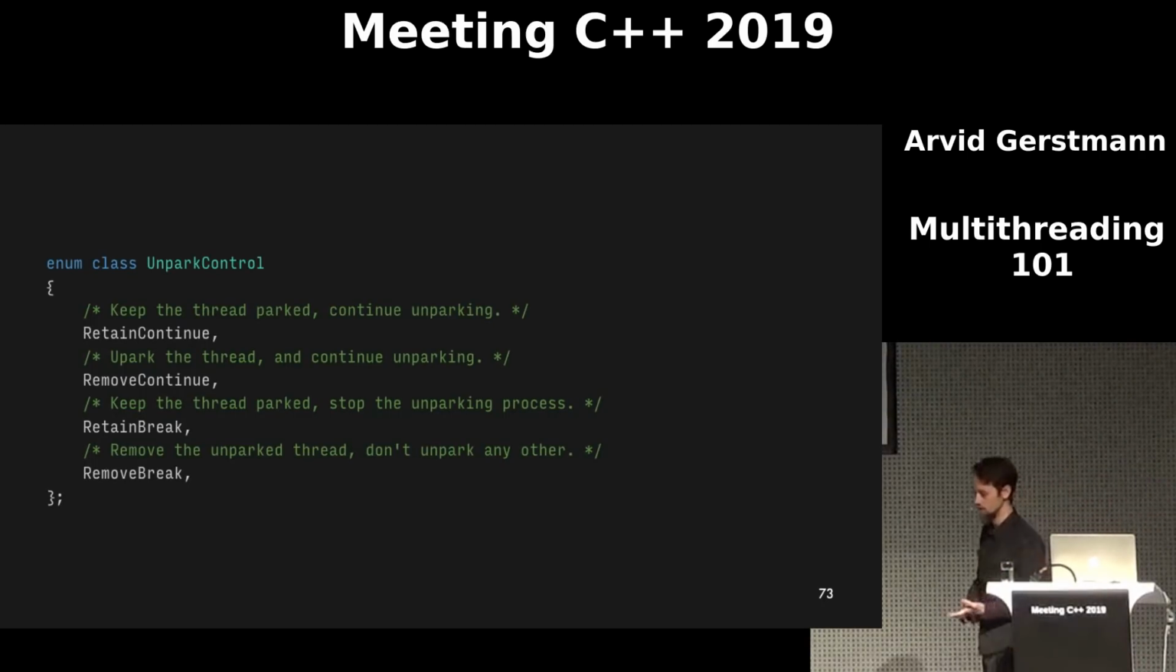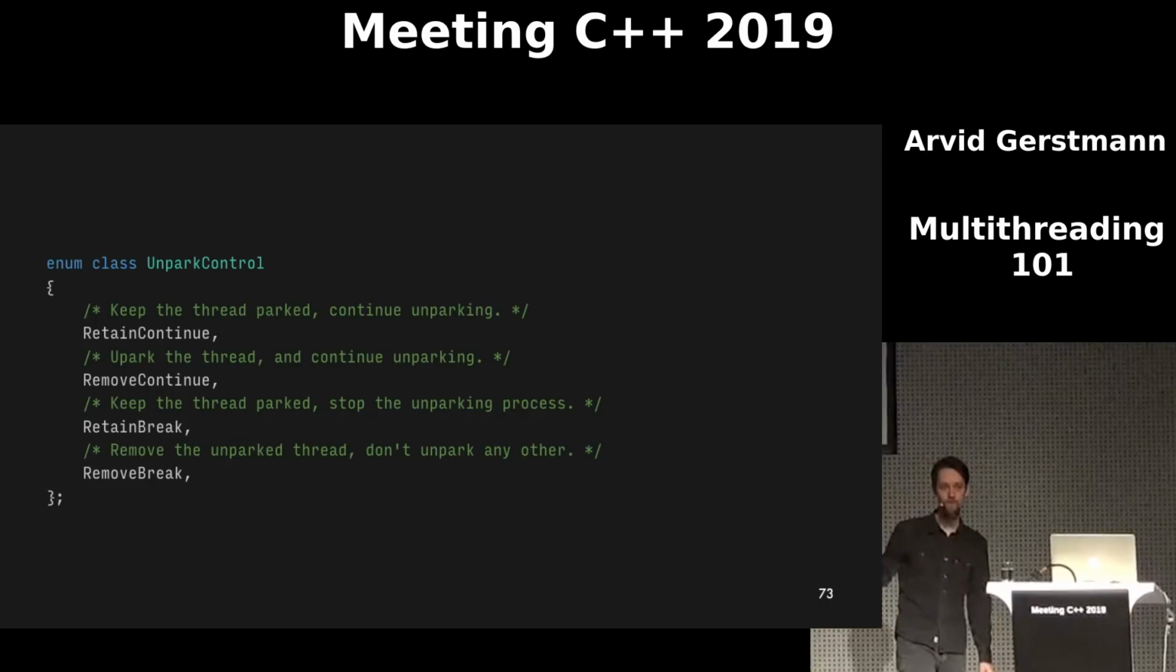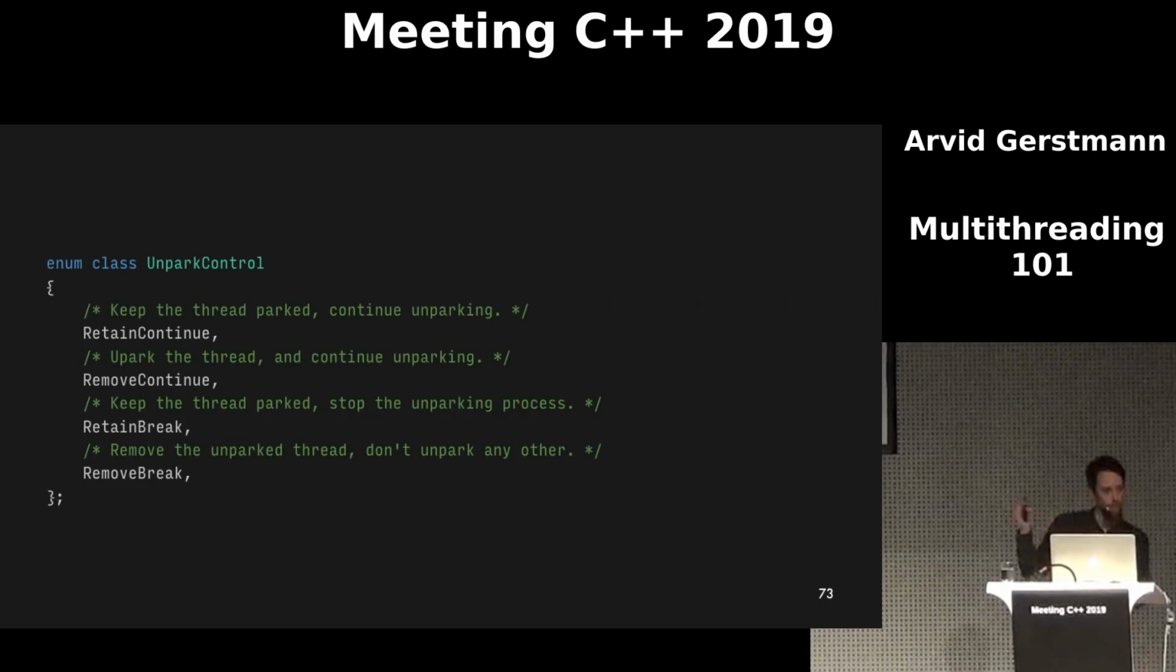We can return retain continue, which means this thread is going to be kept parked, and we continue unparking. We want to unpark a different thread. It's not matching our criteria. We can return remove continue, which will remove the thread, but continue unparking. Then there's retain break, keeping the thread parked, and we want to stop unparking. And remove break, which is removing the unparked thread and won't unpark any other. This control will allow us to emulate the wait and wake mask in our futex, which we've seen before.